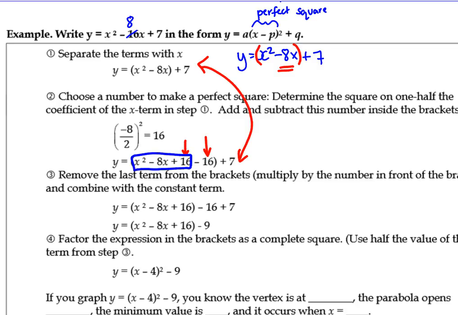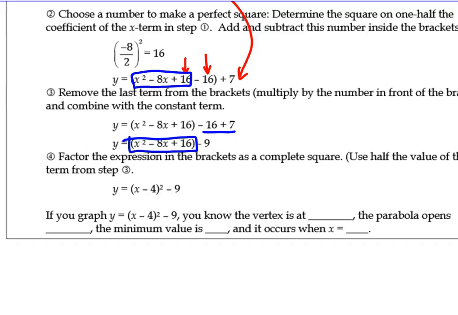Okay? Now our next step is, well, we want a perfect square, so we just need this part. That's a perfect square. How do I get rid of negative 16? We're going to move it outside the brackets. No big deal. Collect our like terms. And now we can write our perfect square in factored form. And that becomes their middle term divided by 2. X minus 4 squared minus 9.